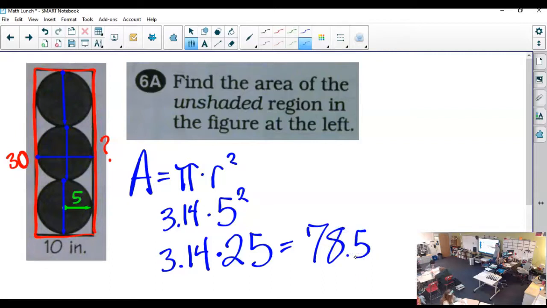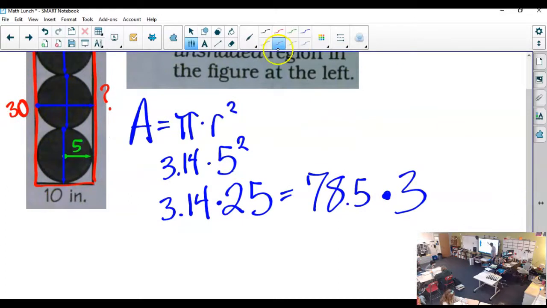So then, how many of those circles do we have? All of them. Ha, funny. 3. So we will take that and say, okay, times 3, because we've got 3 of them. And then we will do 300, take away whatever we got here, and that'll leave us with those leftover pieces.